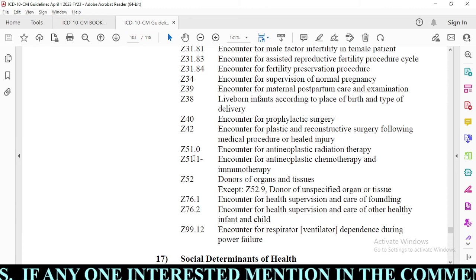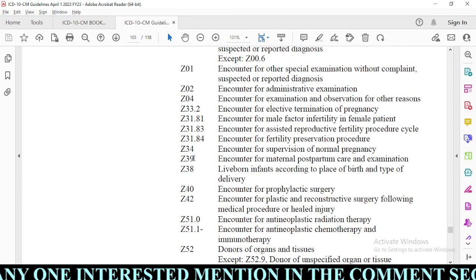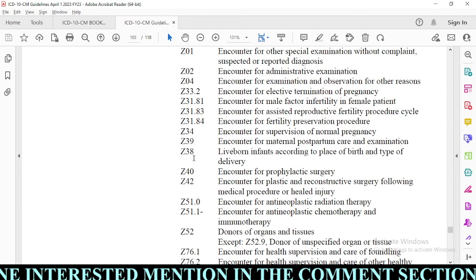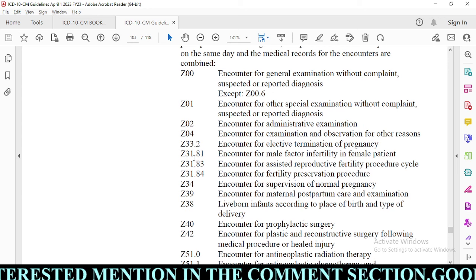So you need to remember this one, and also you need to be familiar with all these chapter specific guidelines as well as these Z series codes.